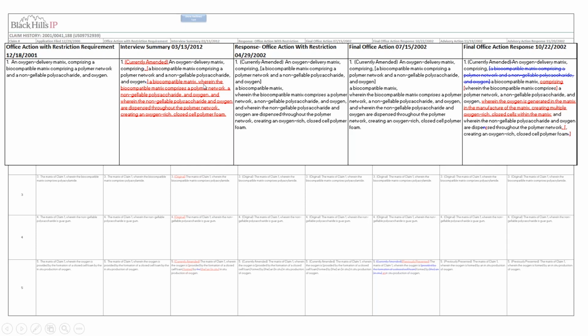But you can also see where, in an interview with an examiner, you would arguably have come away with something that was allowable, but it actually didn't pass muster when it finally came down to an office action. So there's a lot of insight you can pick up just in this single line of amended text.